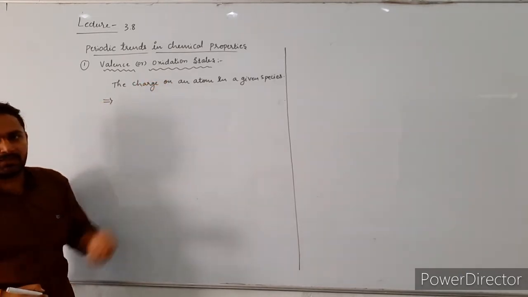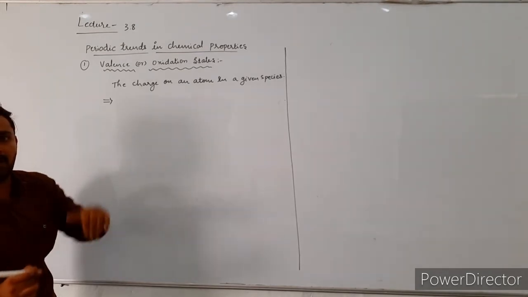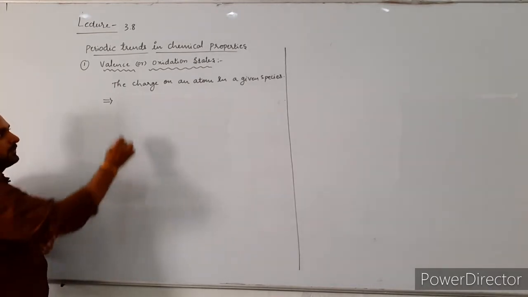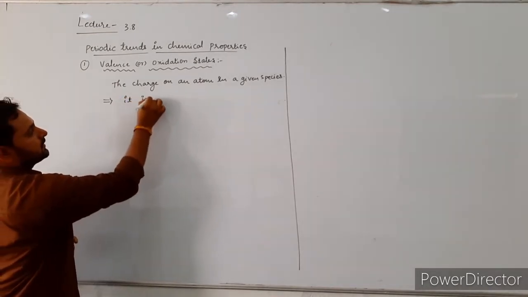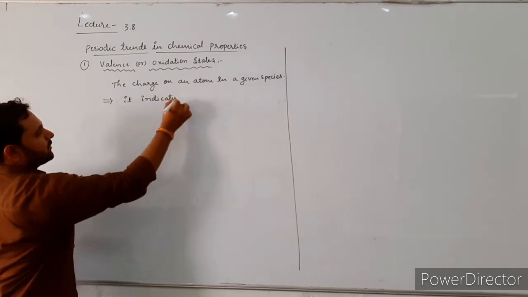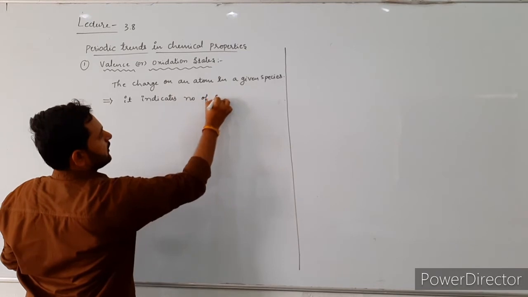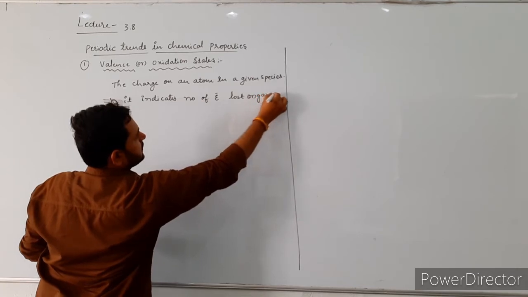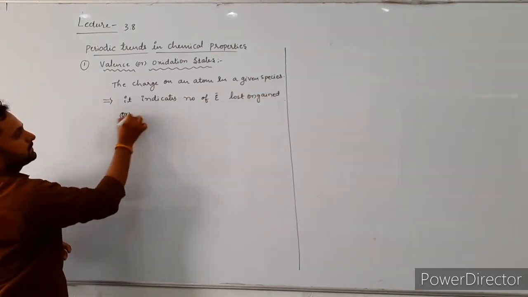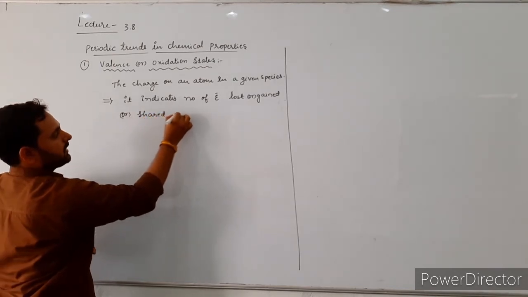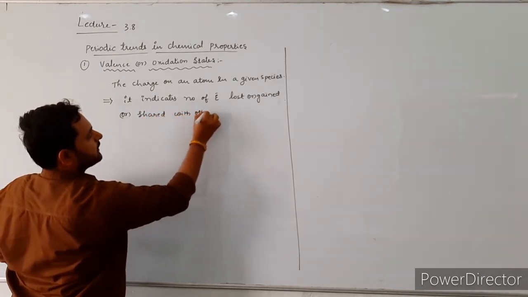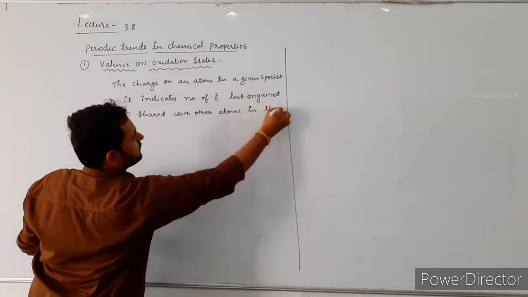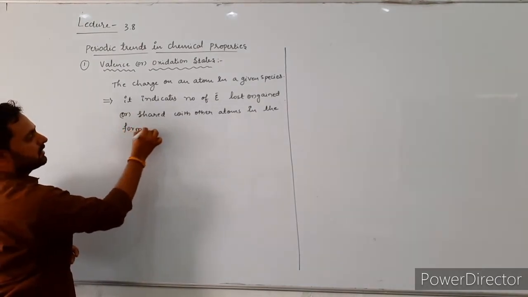Valence or oxidation states indicates the number of electrons lost or gained or shared with other atoms in the formation of compounds.